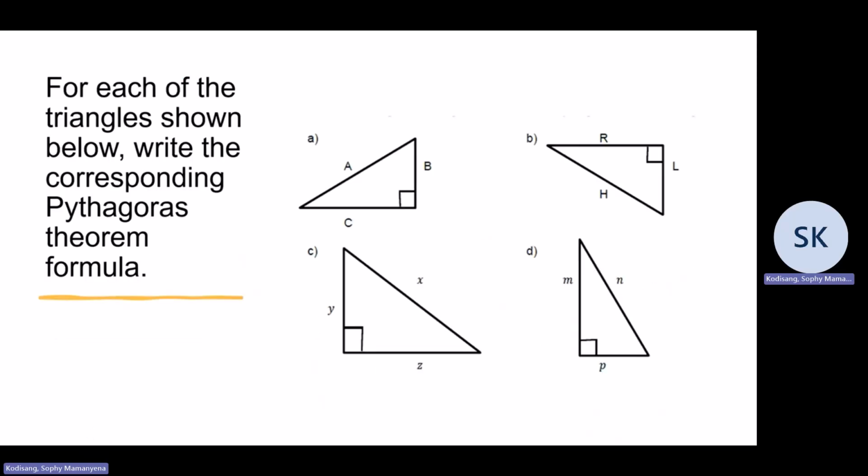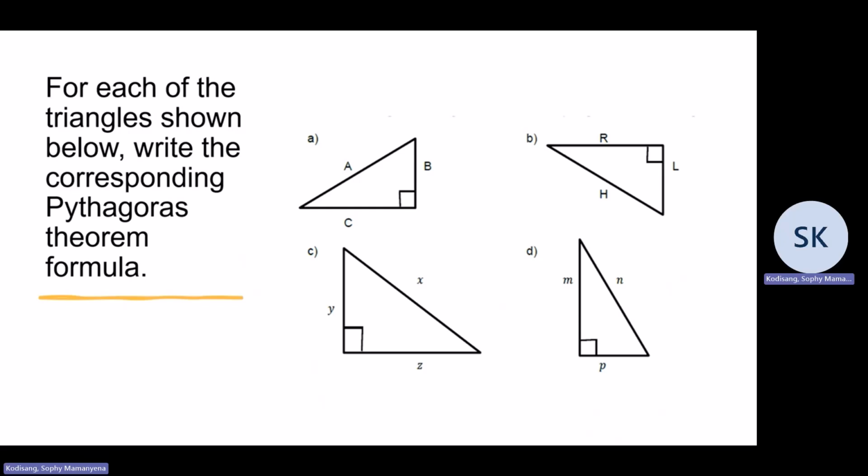For each of the triangles shown below, write the corresponding Pythagoras theorem formula. First things first, identify the hypotenuse. The hypotenuse is represented by the capital letter A, and the other two sides are represented by capital letter B as well as capital letter C. Now the equation in this case will be C squared plus B squared, or B squared plus C squared, is equal to A squared, because the hypotenuse is A.